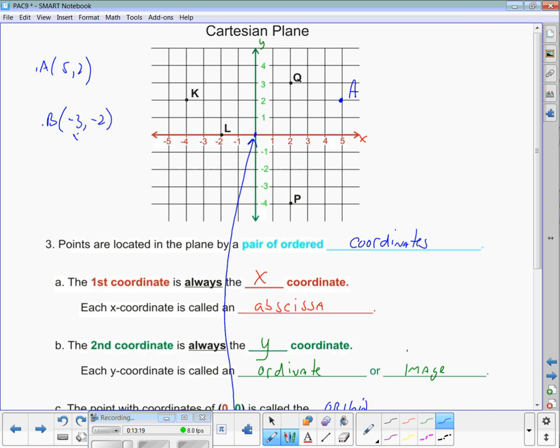Remember, the first is always the x, the second is always the y. All right, I hope you went right here for point B at (-3, -2): -3 on the x, -2 on the y. Where do those two intersect? Right there at that point, right? (-3, -2). All right, what's our last point?